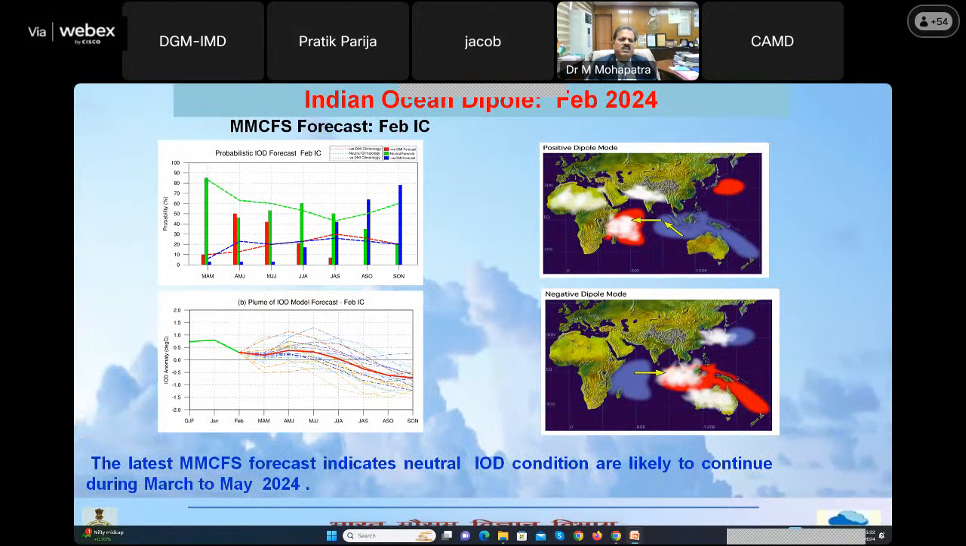Now, this is the Monsoon Mission Climate Forecast System for the Indian Ocean Dipole. If you look at the Indian Ocean Dipole, there also you find that it is at present in neutral conditions. Green is the neutral conditions, and it shows that near neutral conditions will continue for the summer season, that is March to May.